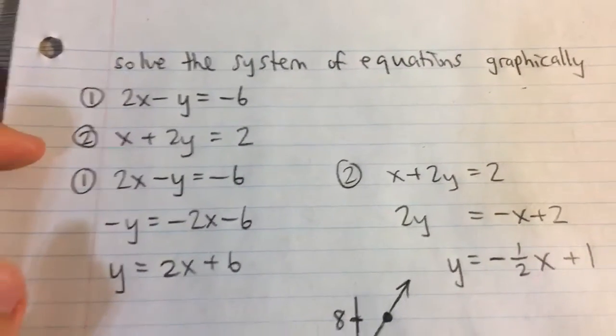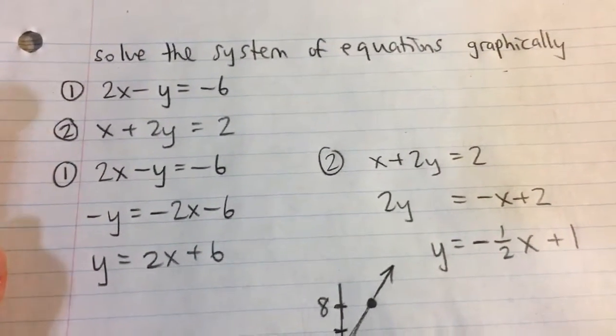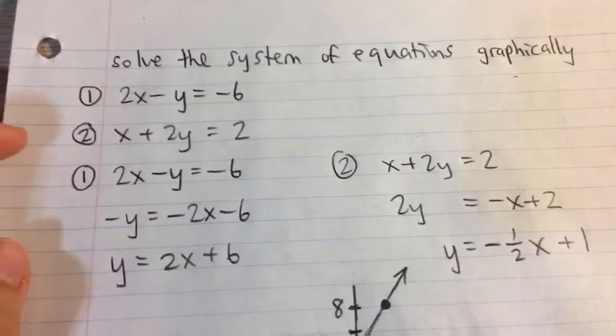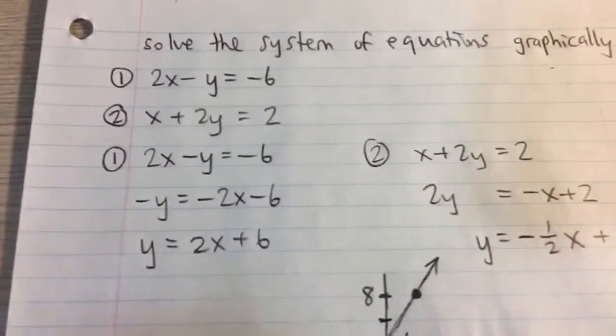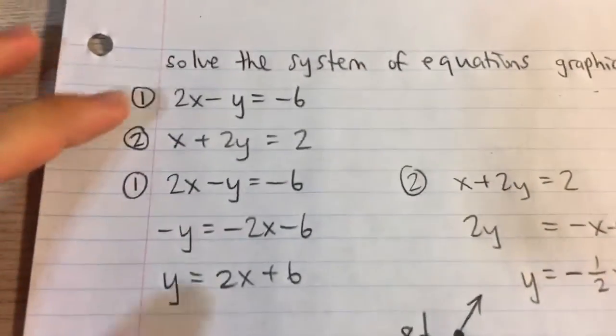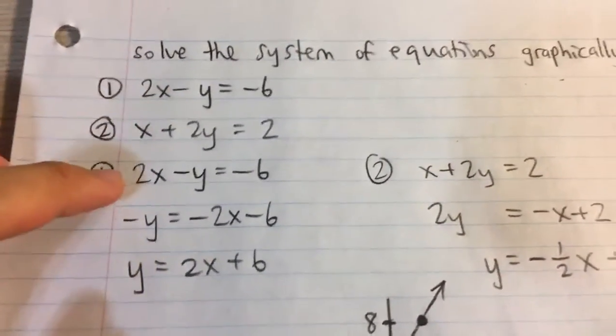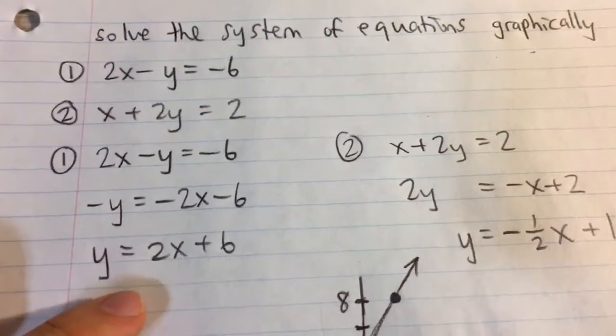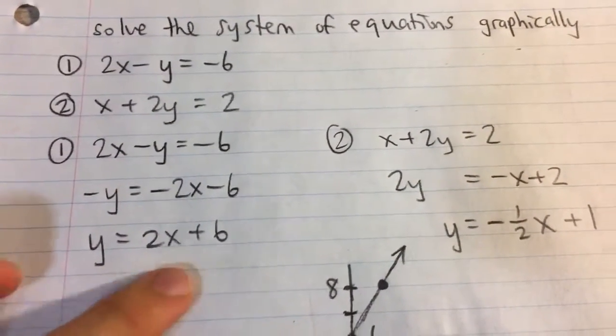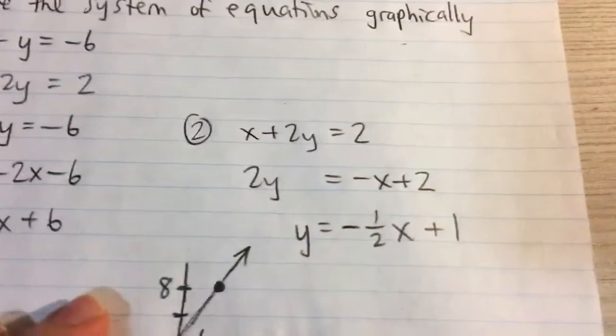So there are a couple different ways to graph a line. I'm going to do it by converting it to slope-intercept form, like y equals mx plus b, and I'm going to use that to graph the line. So here, you see equation 1. I'm going to isolate y, subtract 2x from both sides, and then multiply everything by negative 1. I get y equals 2x plus 6.